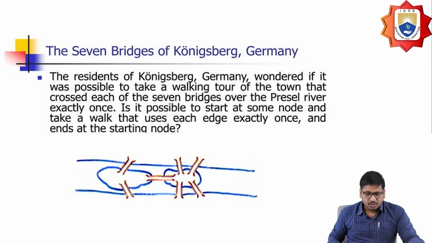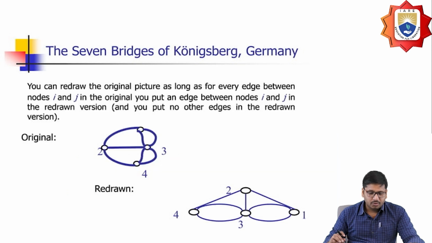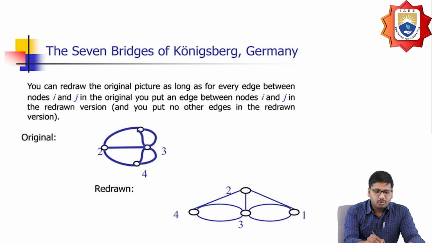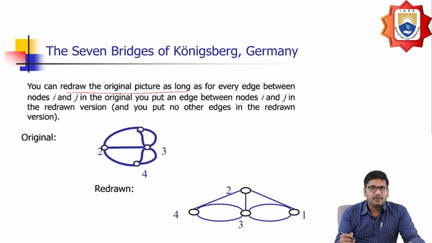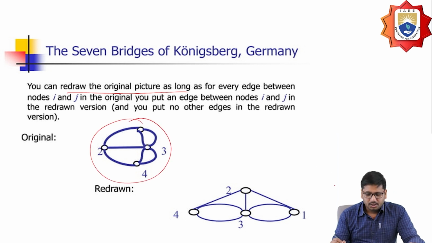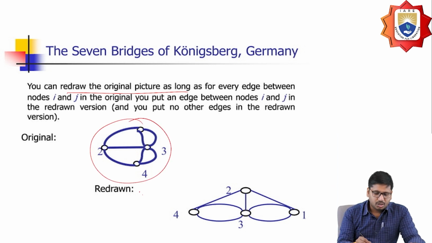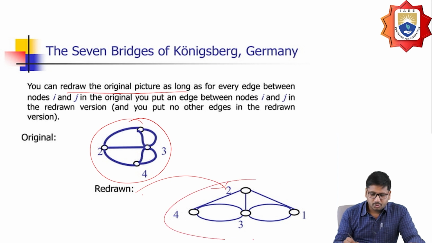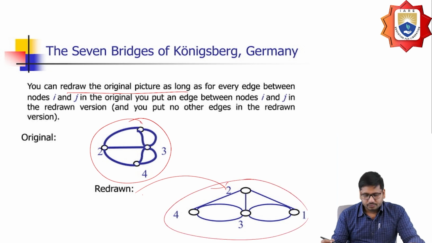For that, this problem is going to be solved in the form of a graph, where we can redraw this original picture so that every edge between the nodes i and j in the original is represented. So this is the representation of that. Later on, this is redrawn, and we can show it in the form of a graph exactly how it looks.